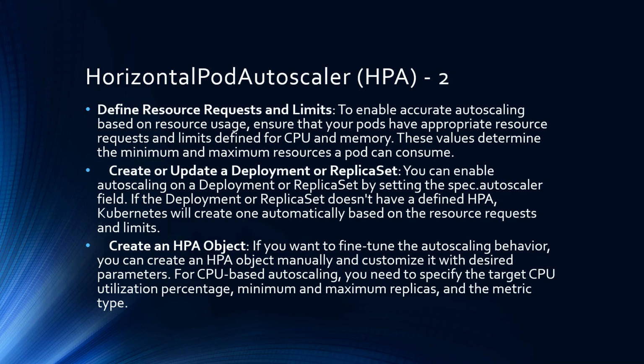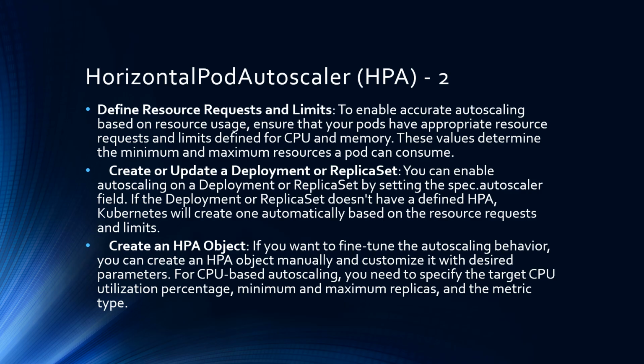Let's continue our discussion of horizontal pod autoscaler by focusing on its implementation and configuration aspects. When creating or updating a deployment or replica set for autoscaling, it's important to ensure that your pod template includes appropriate resource requests. These requests serve as the baseline for HPA's scaling decisions. The autoscaling behavior can be customized by defining your own HPA object. This gives you fine-grained control over scaling parameters such as minimum and maximum replicas, scaling metrics, and cooldown periods.